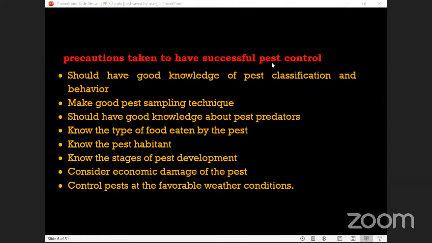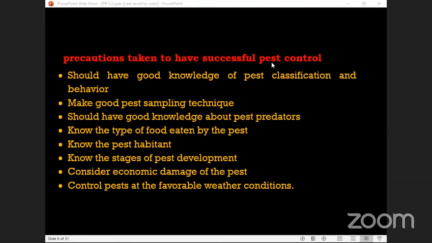And then the other point says, the farmer should know the type of food eaten by the pests. Know their favorite. What do they survive on? Such that you are able to eliminate such foods, and you starve the pests until they die.